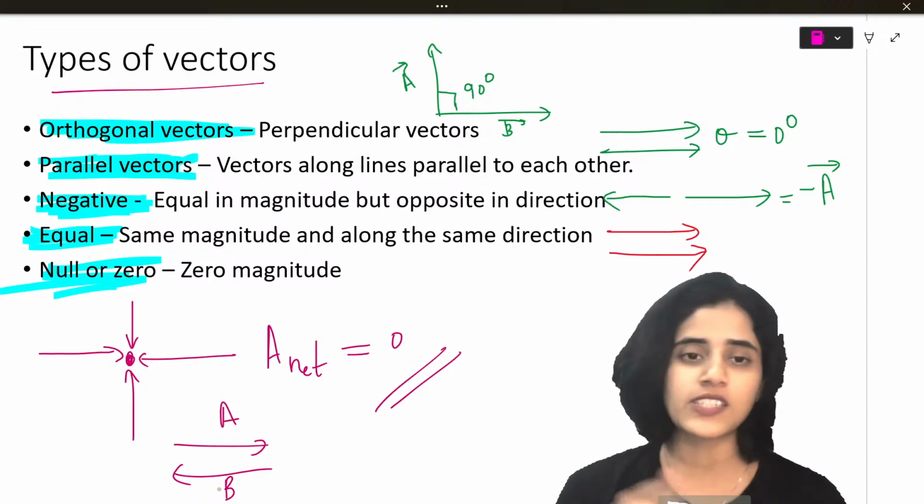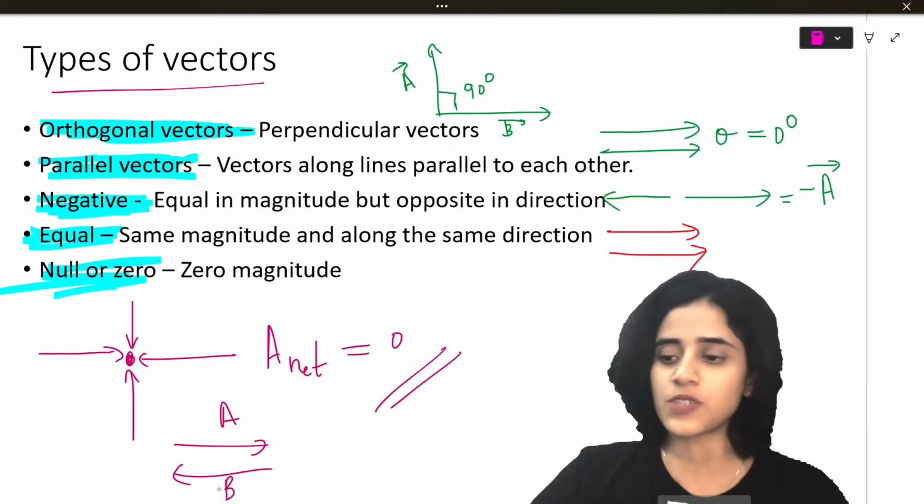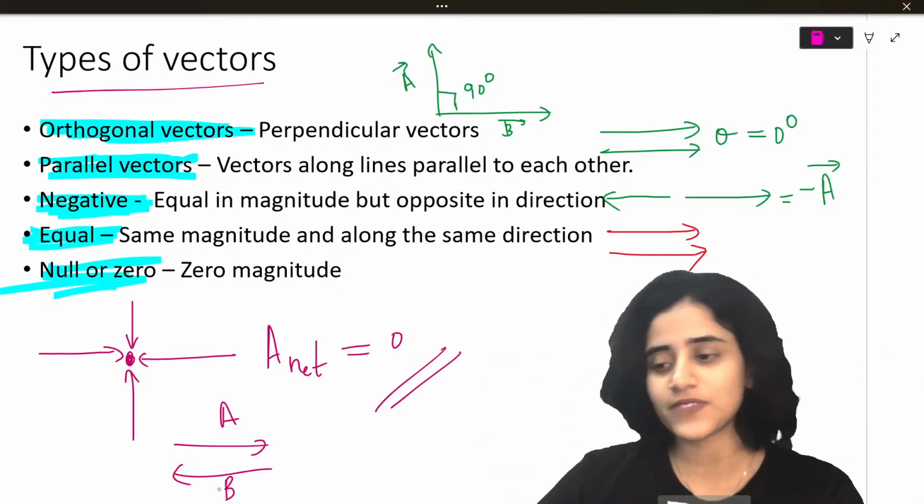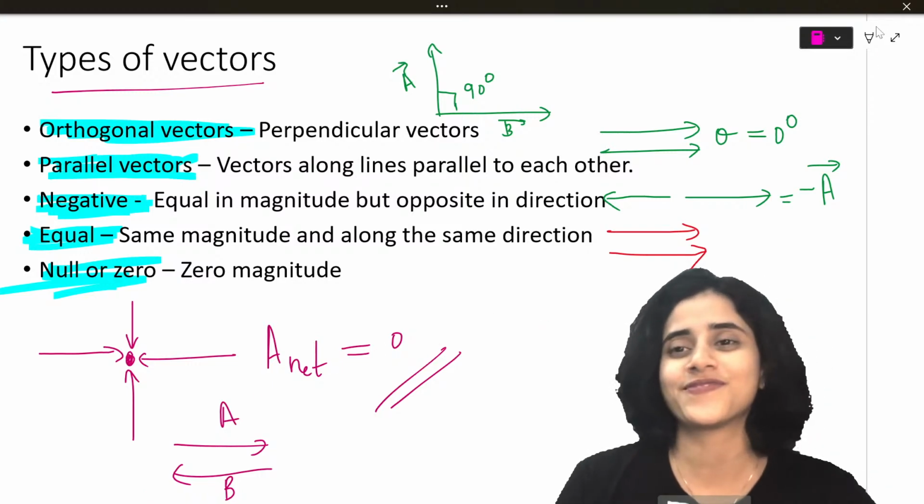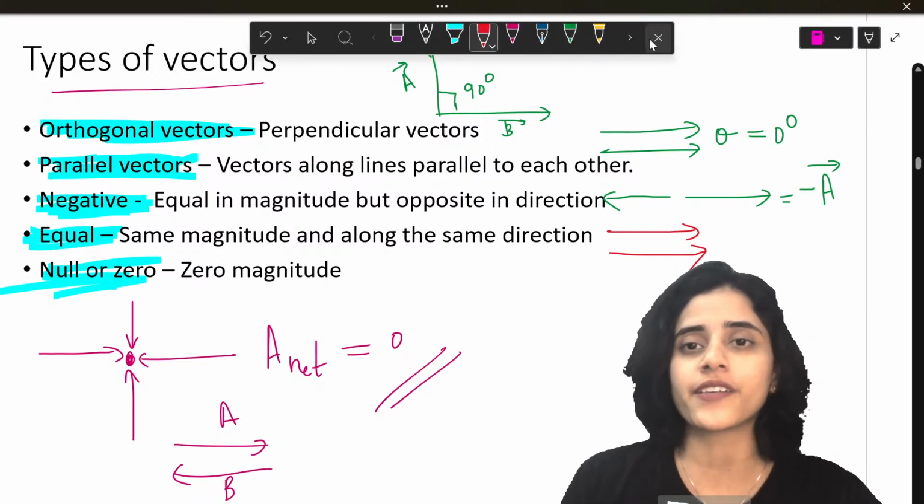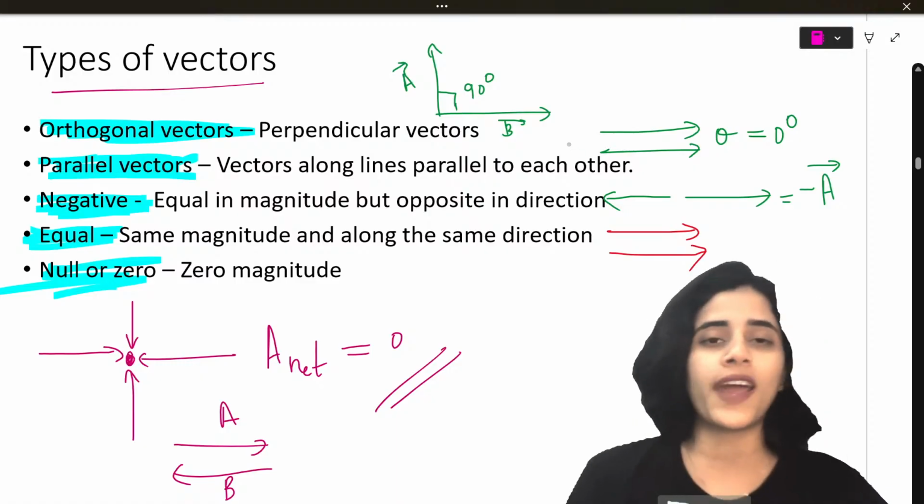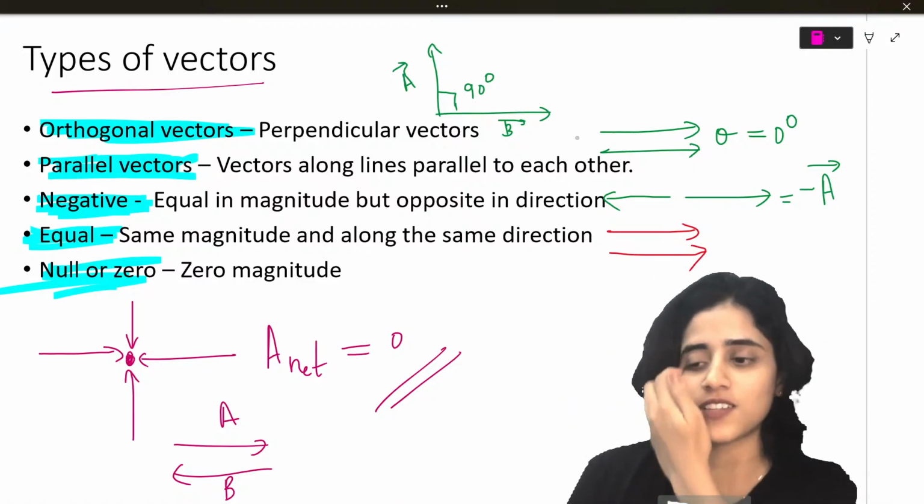Okay. Is this clear to all of you? Any doubts in types of vectors? Okay. Super. How many of you had your dinner? All those who had dinner put fire emojis in the chat.